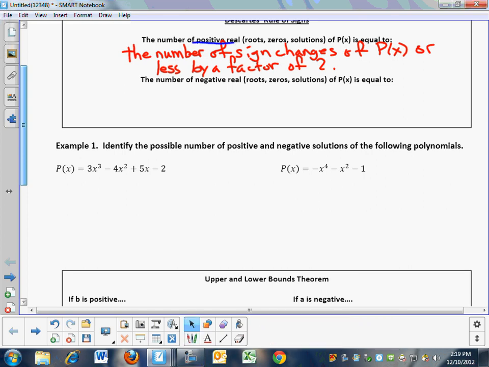Now we've got negative. Negative real roots will be the same thing, but it's p of negative x, or less by a factor of 2. So now we're going to learn what that means. Okay, so this is new. That's what it says. We'll try an example. After we do the example, you go back and read it, and then it should be locked in your brain.